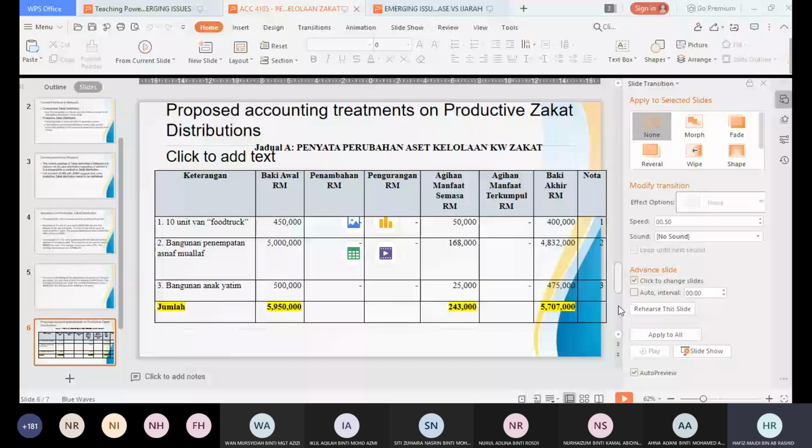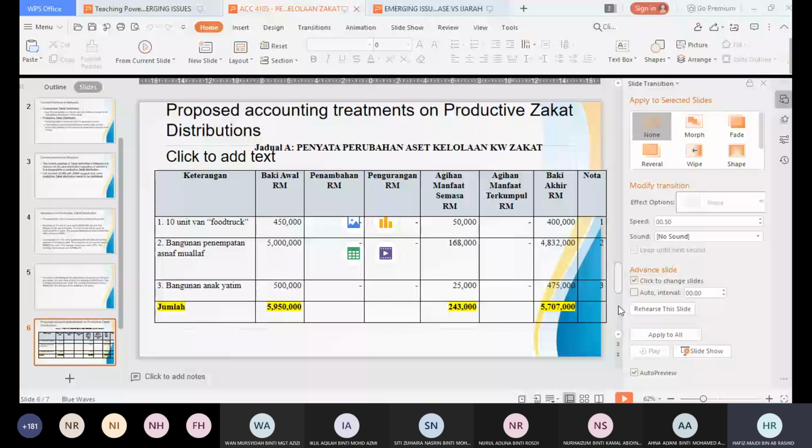There is a long discussion here. If you give it with ownership, then we believe that you can just expense it off as zakat distribution. But for other assets which can provide zakat benefit to asnaf for a longer period, like the food truck, the building for mu'allaf and the building for orphans, we need to record them in the balance sheet, and we need to estimate the agihan, or distribution of zakat manfaat, every year.